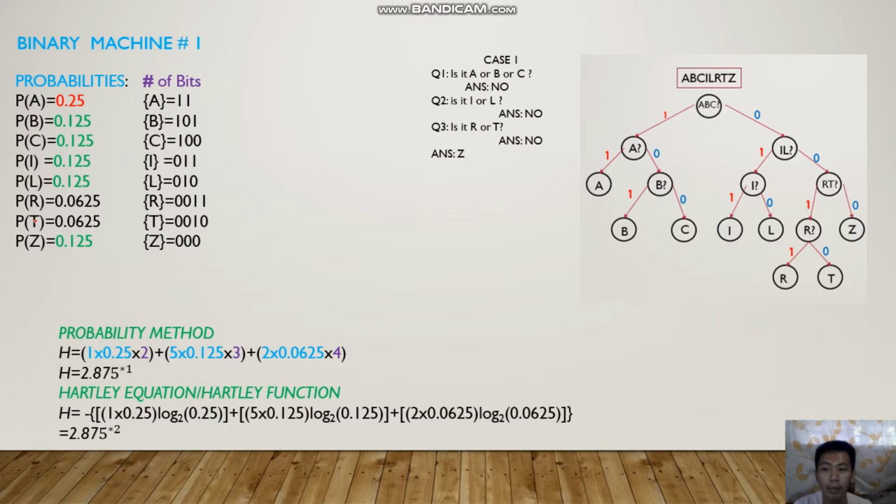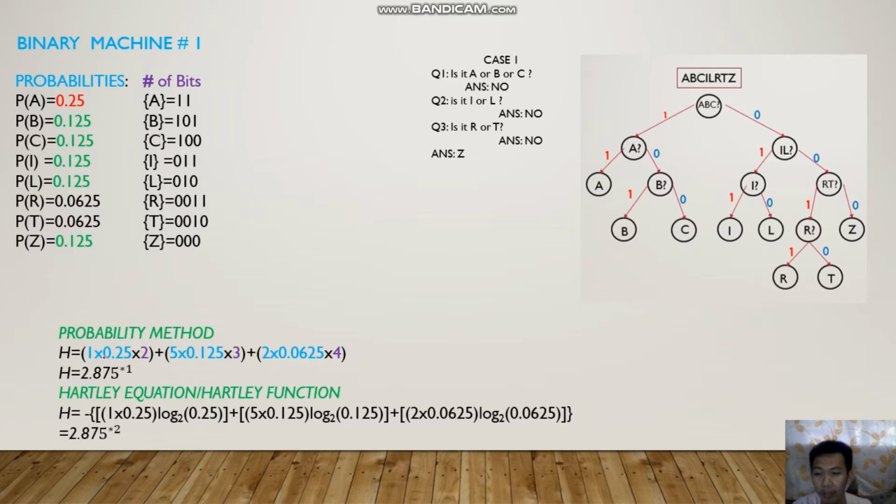For example, at probability T, at this part, we have this number of bits, 0, 0, 1, 0. So it means the number of bits is 4. This is how you get our probabilities. At this part, for example, probability R, we have 0, 0, 1, 1. So 2 raised to negative 4 is 0.0625. It is true for all these probabilities, same formula or procedure. So that is the probability method. Next, solving for the entropy or H using the probability method.